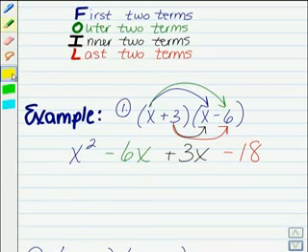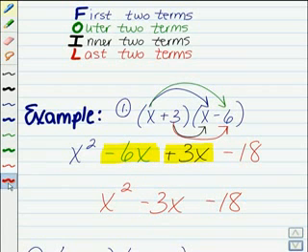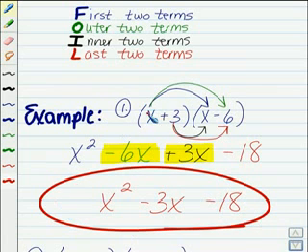Now I can combine together any like terms, and oftentimes your outers and your inners here will go ahead and combine, giving us our final answer, x squared minus 3x, because negative 6x plus 3x will combine to be negative 3x, minus 18. And that would be the product of these two binomials.